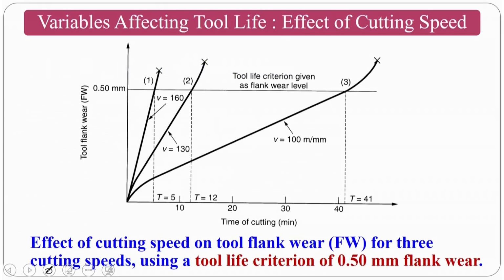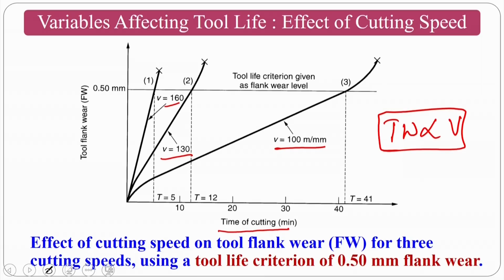Okay. So, if you see the time of cutting versus tool flank wear, the effect of, as I said, Vt^n = C. If you see 3 cutting velocities, one velocity is 100 meters per minute, 130 and 160. If you increase the speed, for a shorter cutting time the tool flank wear will increase. So, this shows that tool wear is proportional to your cutting velocity.